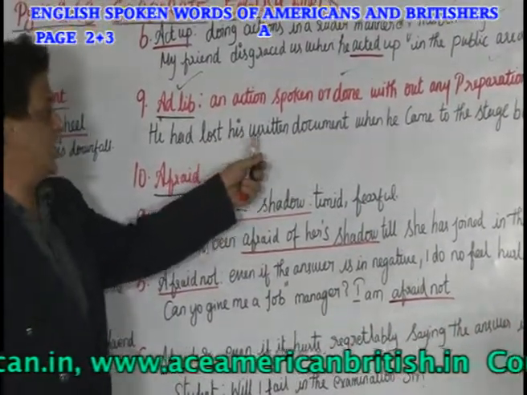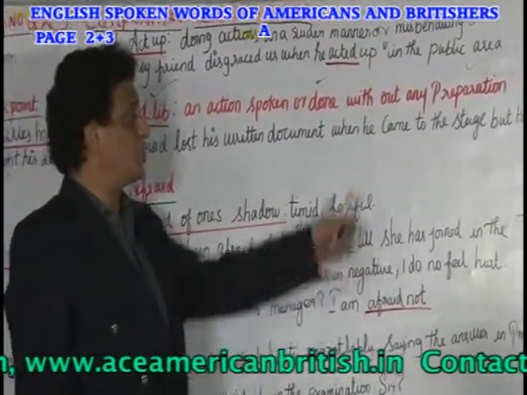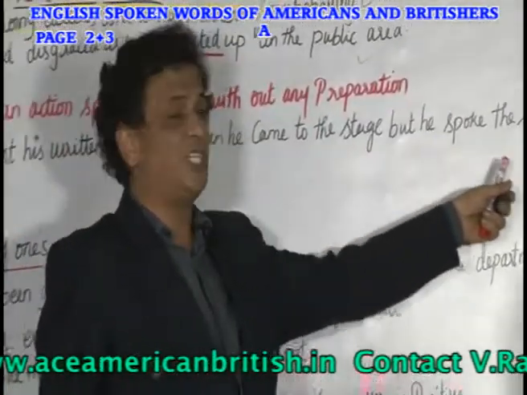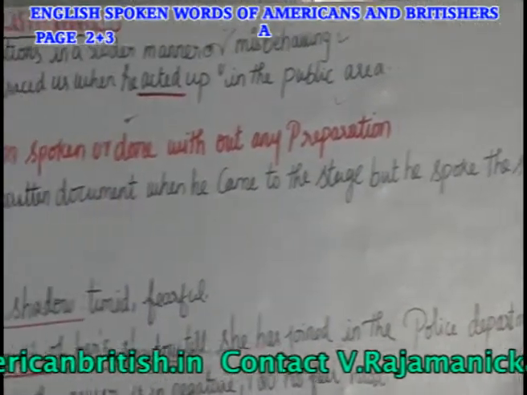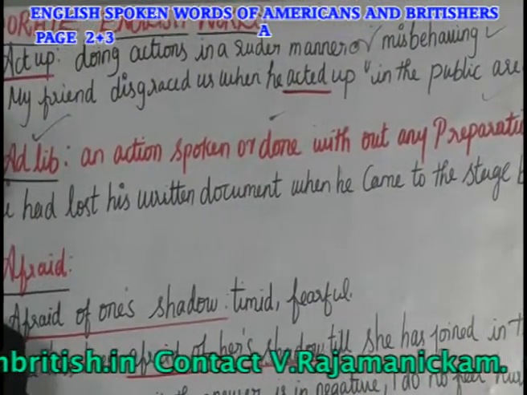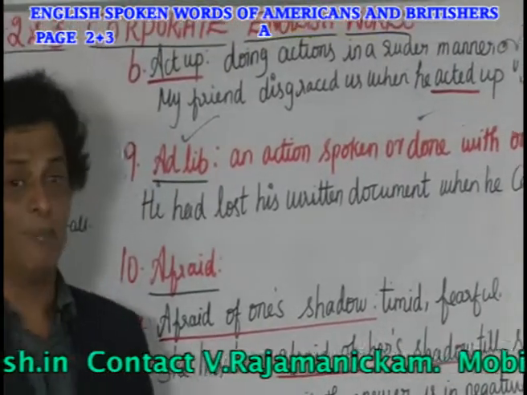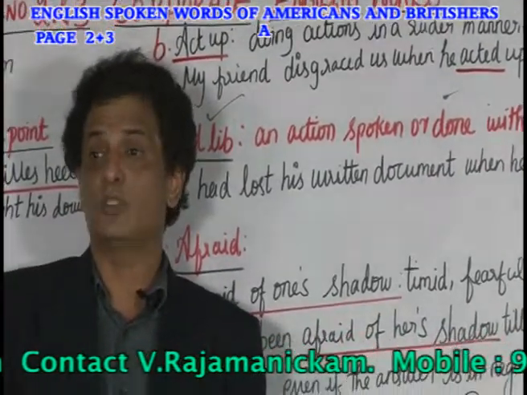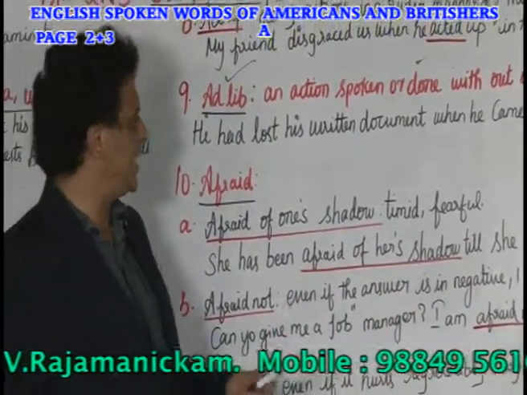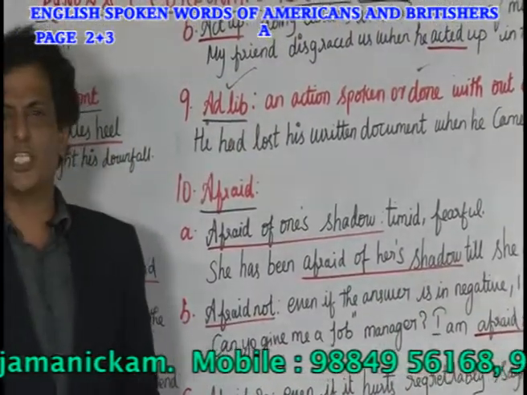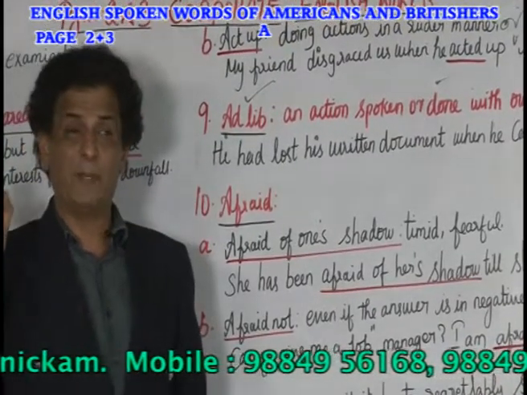He had lost his written document when he came to the stage, but he spoke the speech ad lib. So he has lost the matter, whatever he has written, what to speak. He has lost the material, but when he came to the stage, he has to speak, and he spoke. Ad lib means what? Without any preparation. Ad lib means doing an action or a speech without any preparation.